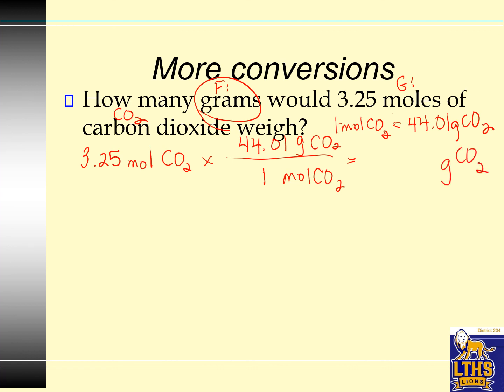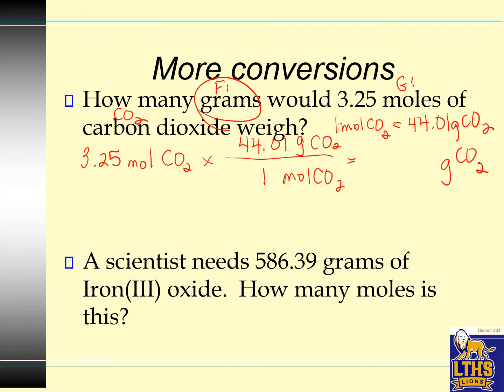Now I'm going to leave that one for you to fill in, okay? A scientist needs 586.39 grams of iron 3 oxide. So how many moles is this? So find moles given grams.